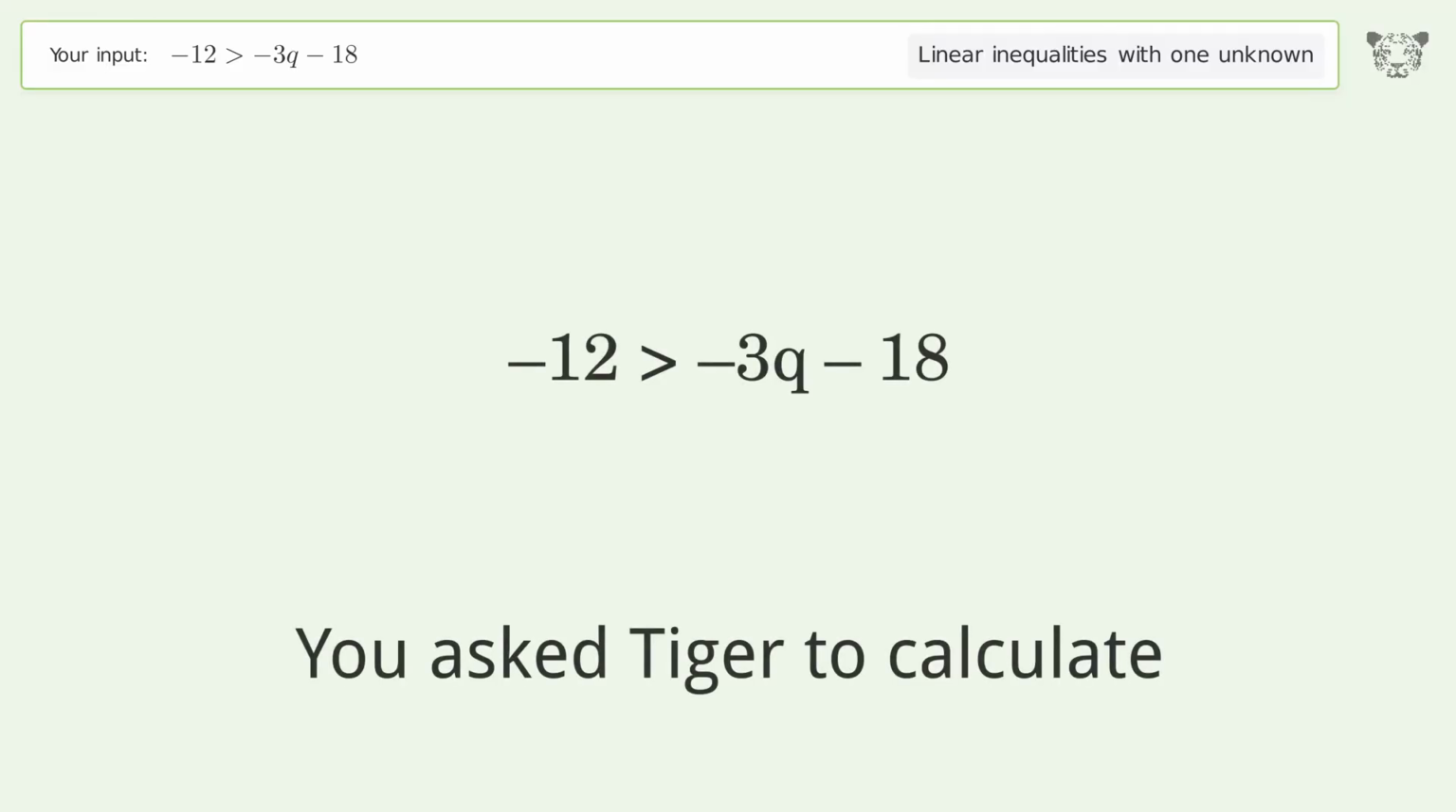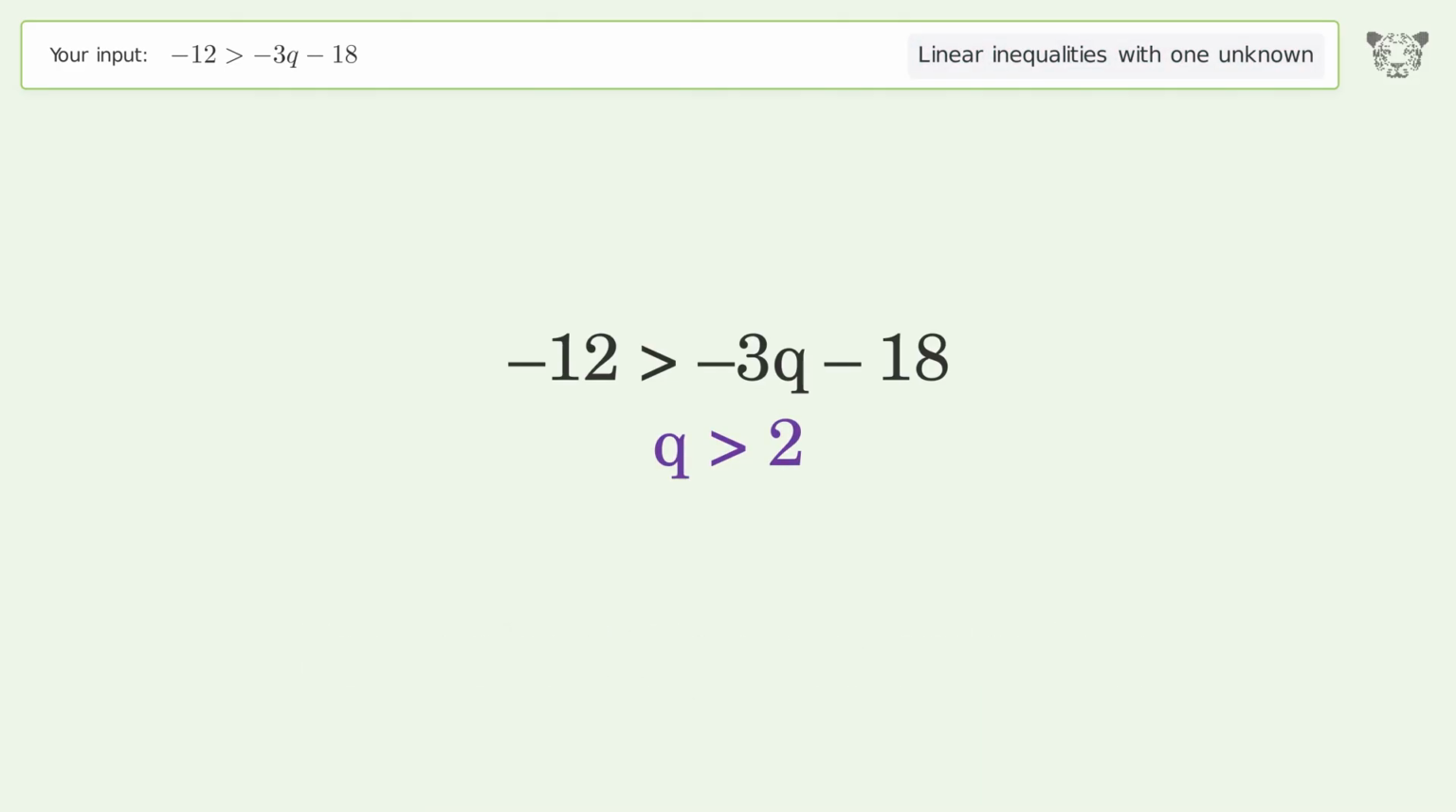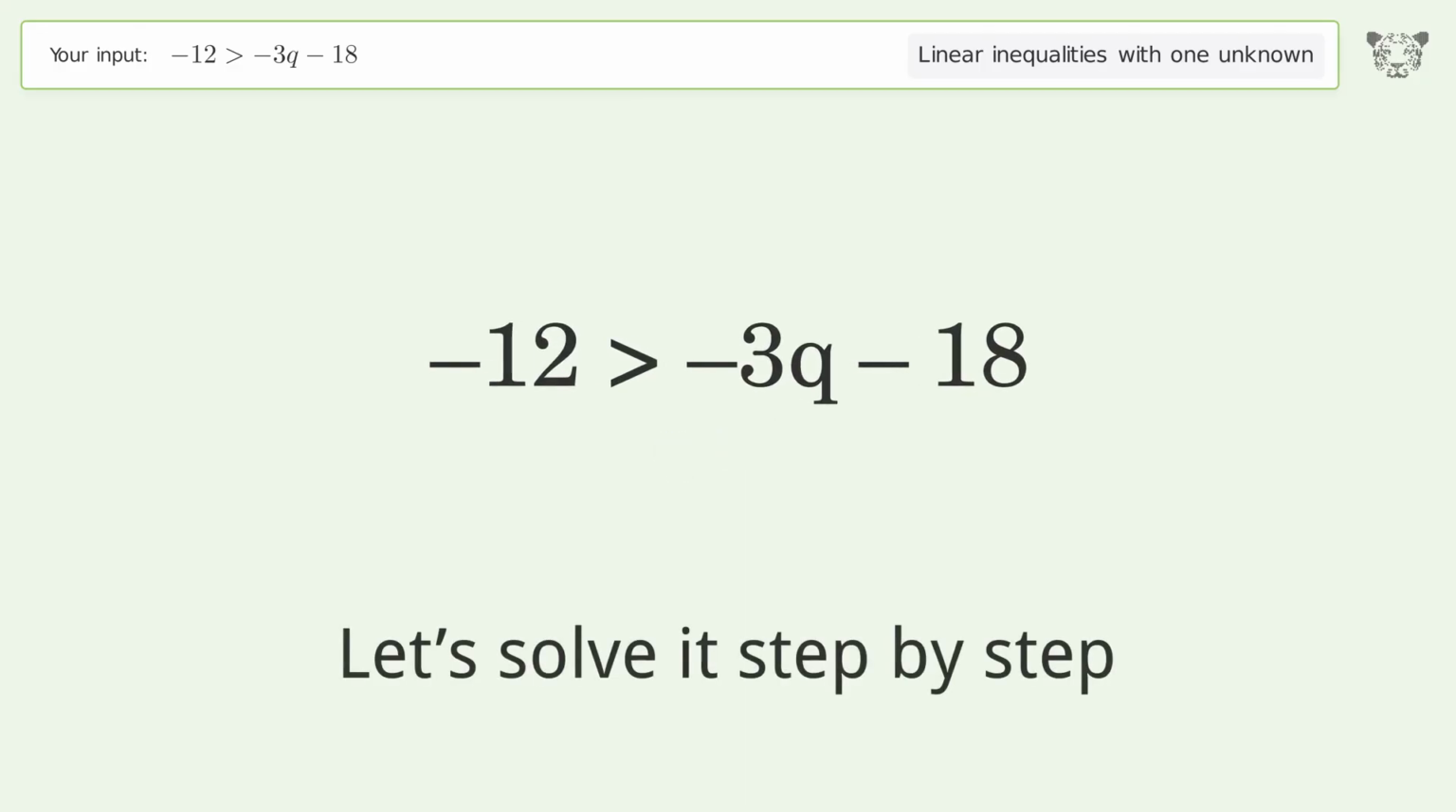You ask Tiger to calculate. This deals with linear inequalities with one unknown. The final result is q greater than -2. Let's solve it step by step.